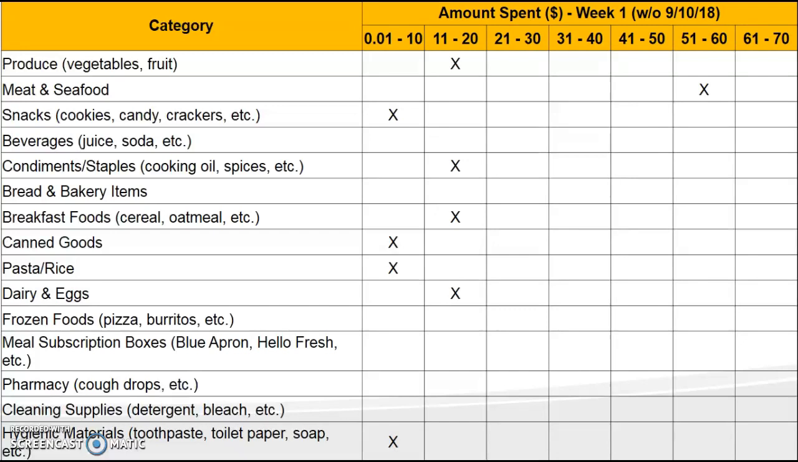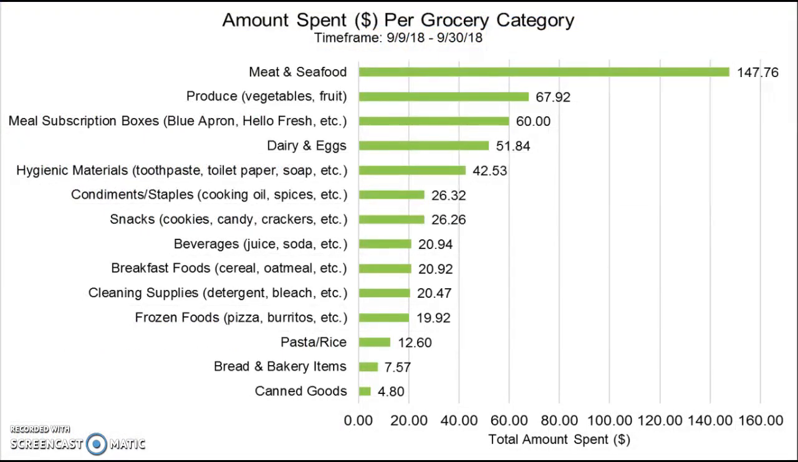So the check sheet's great. I really used it to get an understanding of how the categories broke down in terms of different spending and see which buckets we're spending in, but it didn't give me a good quantitative visual view, so I put the totals from the itemization into a Pareto diagram. You can see that here, again, meat and seafood really does take the bulk of our grocery spending, about $150 within a 3-week time frame. We also spend quite a bit on produce, things like meal subscription boxes like Blue Apron, dairy, and eggs.